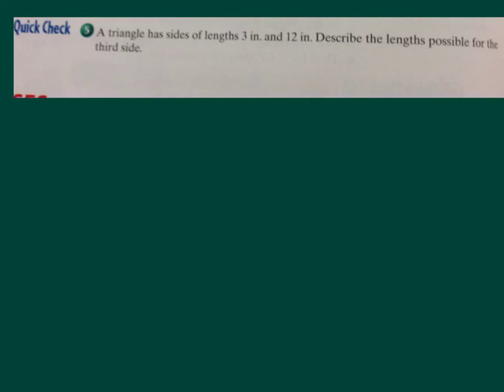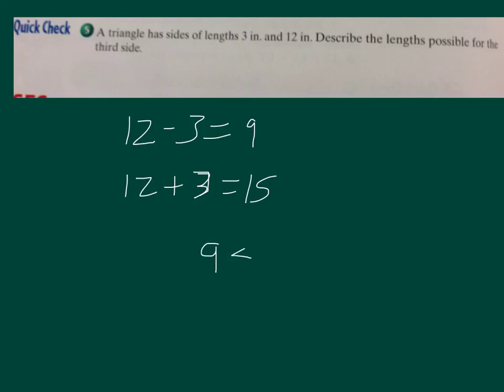Well, as we did in the last example, we're going to take 12 and subtract 3 and get 9. And then we're going to take 12 and add 3 and get 15. So the possibilities of the third side is it has to be greater than 9 and less than 15. As I said, you could also write that like this. It cannot equal 9, it has to be greater than 9, like 9.001 would work. And 14.9999 would work, but 15 would not work and 9 would not work. Again, greater than 9 and less than 15.